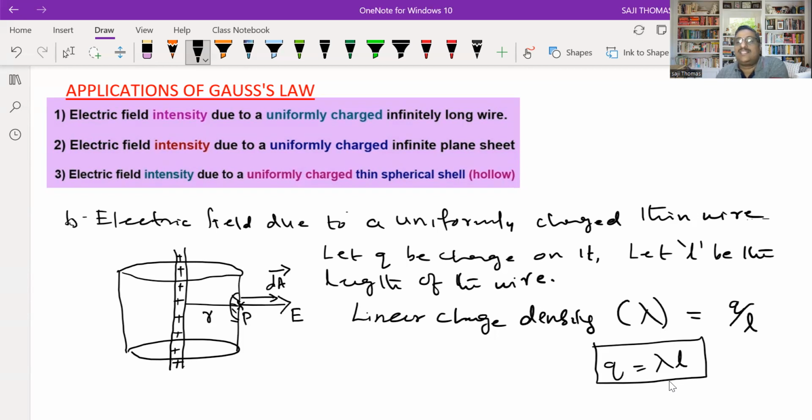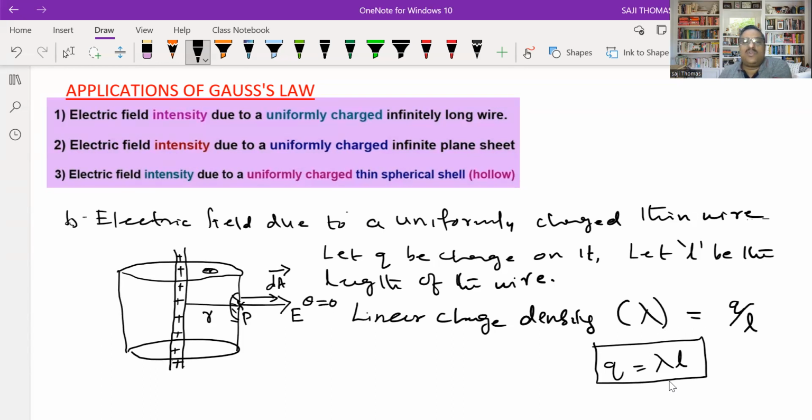Okay. So when you consider the cylinder, you can see through the curved surface of the cylinder, electric field and the area vector are parallel. Angle between them is 0. Okay. Now you look at the flat surfaces here.